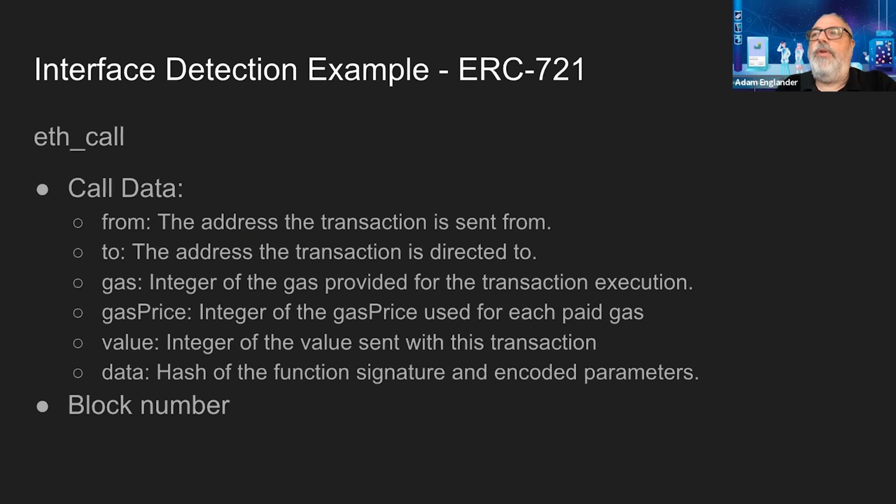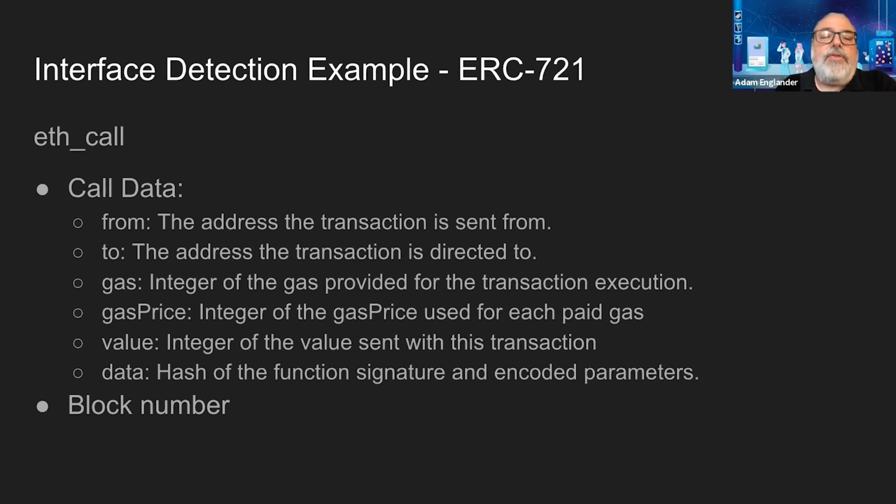We use the ERC 165 interface detection specification for the example. So we're going to check to see, does a specific contract implement the ERC 721 interface? And we're going to be using eth_call for that, and it's how you interact with smart contracts via RPC.